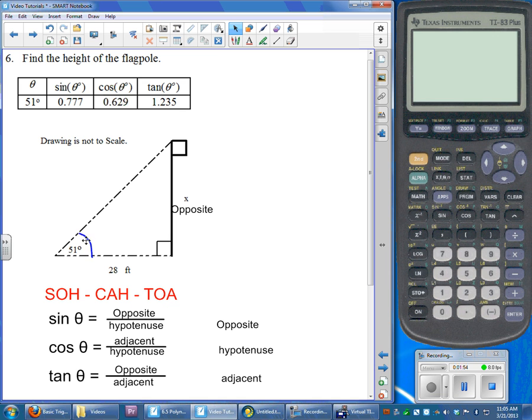The hypotenuse is probably, if not easier, the second easiest one to identify, and that's always going to be the longest side of a right triangle, or the side opposite the 90-degree angle. So in our triangle here, from the 51-degree angle, this is going to be our hypotenuse. And then finally, I usually do it by elimination. The last one left is what we call the adjacent.